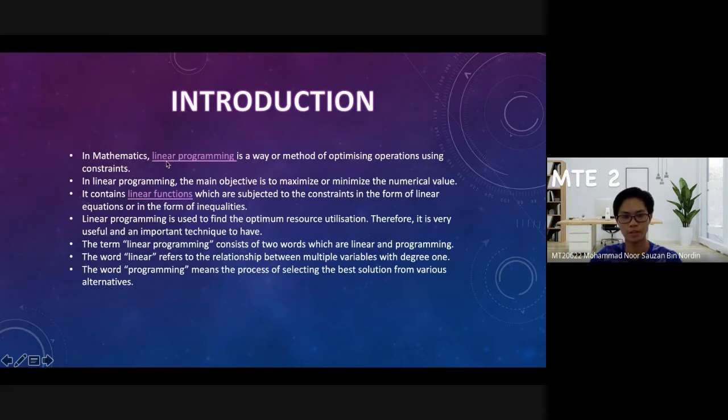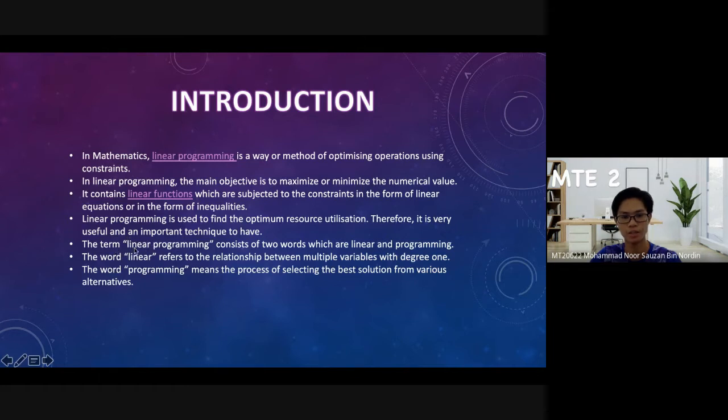For the first one is the introduction. In mathematics, linear programming is a way or method of optimizing operations using constraints. In linear programming, the main objective is to maximize or minimize the numerical value. It contains linear functions which are subjected to the constraints in the form of linear equations or in the form of inequalities. Linear programming is used to find the optimum resource utilization. Therefore, it is very useful and an important technique to have.